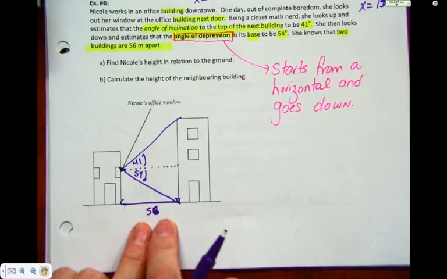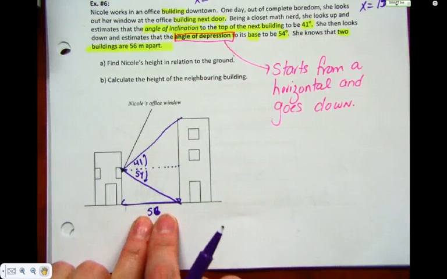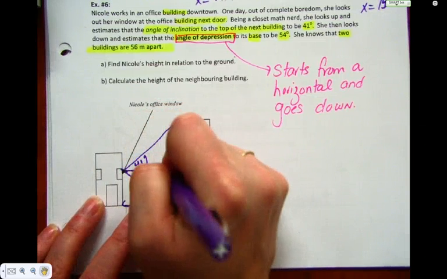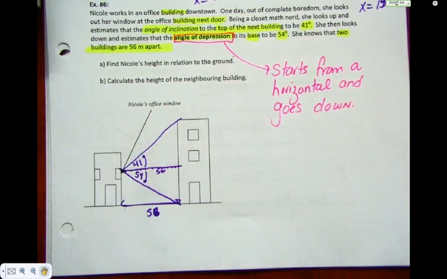Well, this 56 I chose to go at the bottom, but does it matter where I put it, or is the distance between the two buildings always the same? Always the same. So actually, I'm going to add it on this horizontal, and that way it becomes part of our triangles.